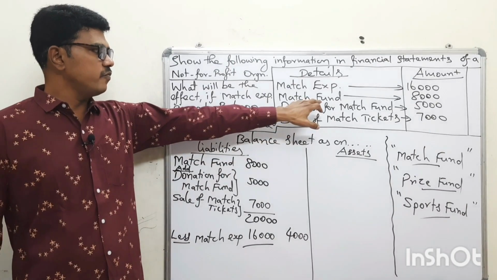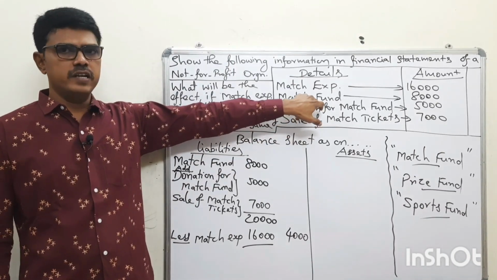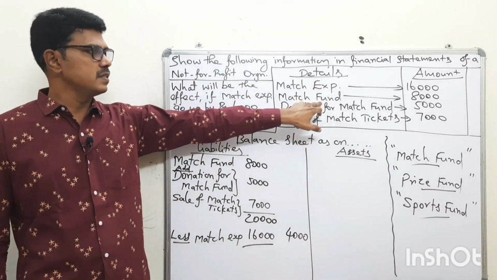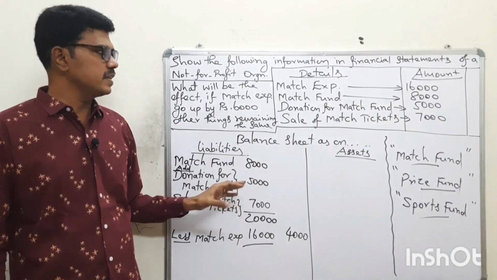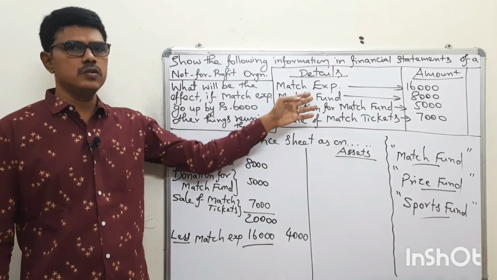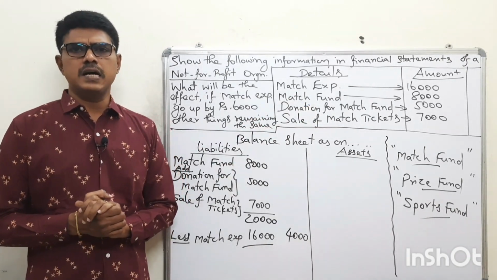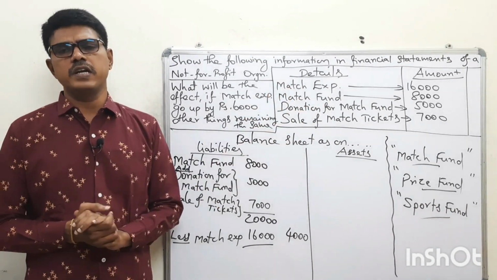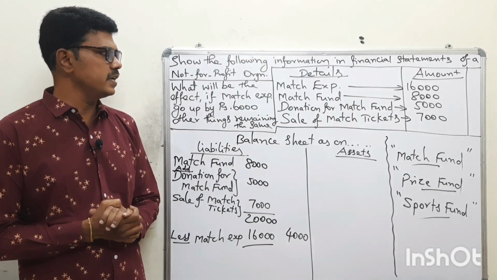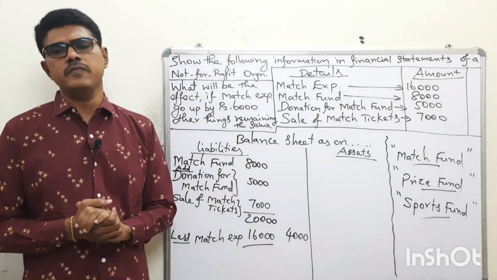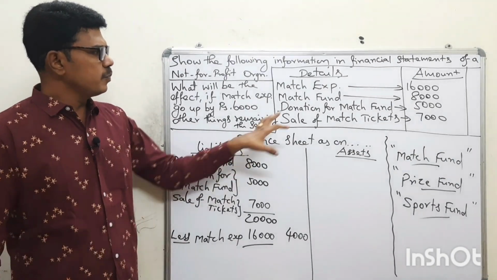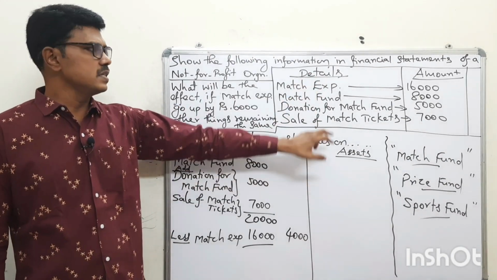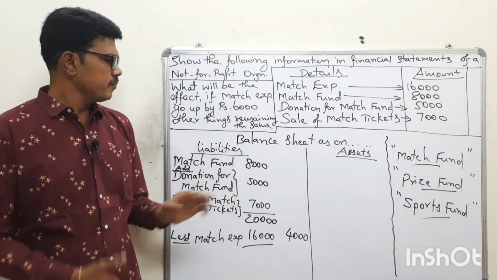When there is a match fund, we should simply understand that this fund account must be shown on the liability side of the balance sheet. Not only this fund account, all the other information related to the fund account must be shown on the liability side, either by adding to or subtracting from the particular fund account, right? We are going to present all the values in the balance sheet since they have given a fund, right?